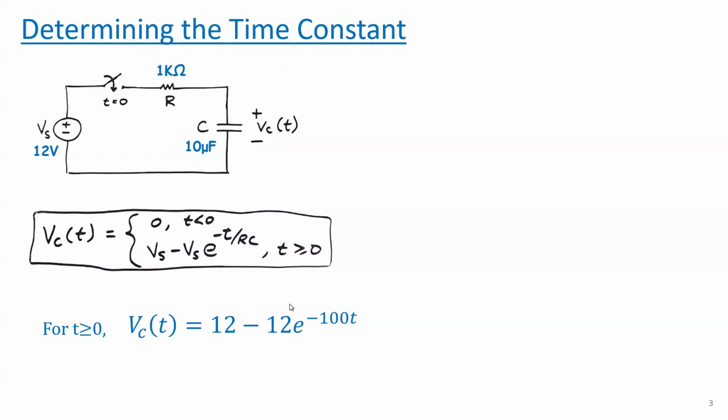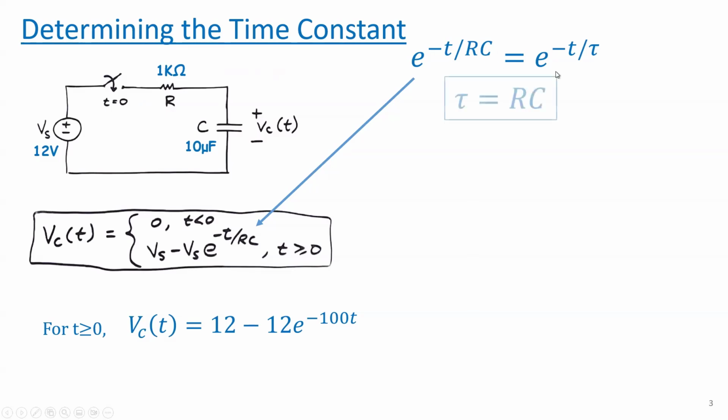Okay, so you can determine the time constant from that exponential term. So right here I have e to the minus t over RC. I can equate that to the form that I had on the prior slide, e to the minus t over tau. And you could just look by inspection, right? If you replace tau with RC, you get the same equation on both sides. So tau is equal to RC.